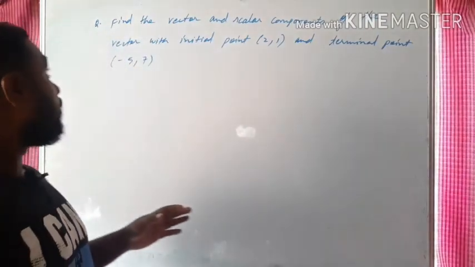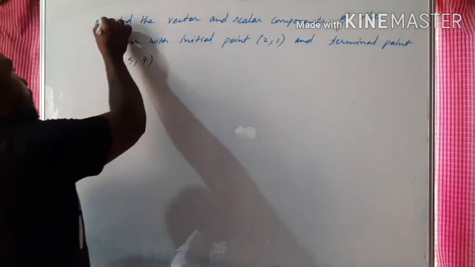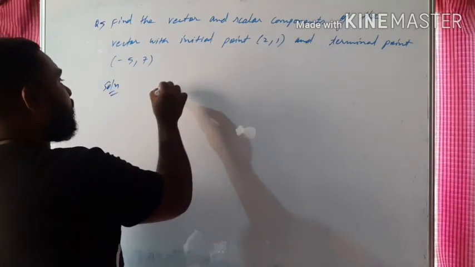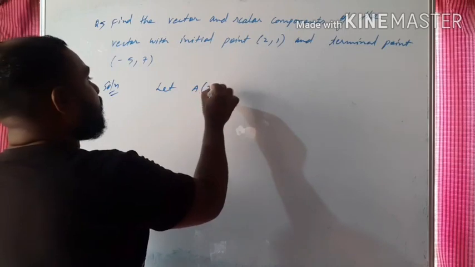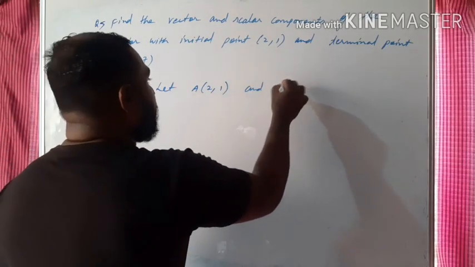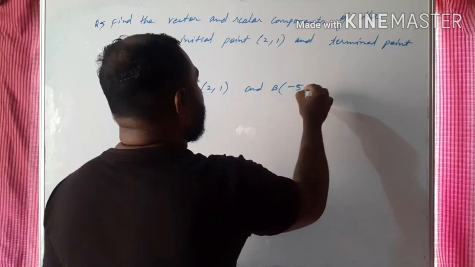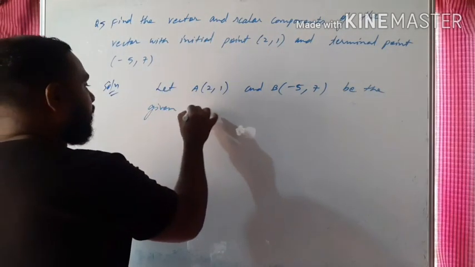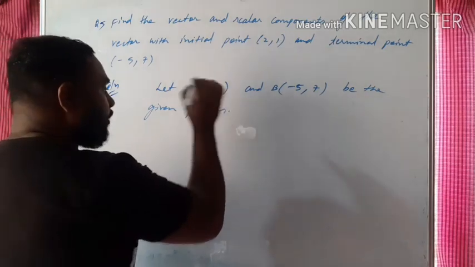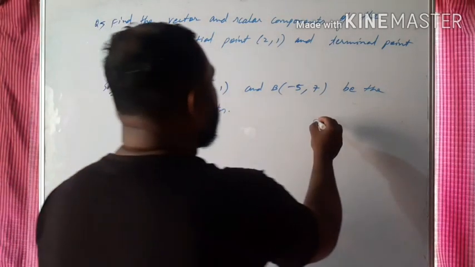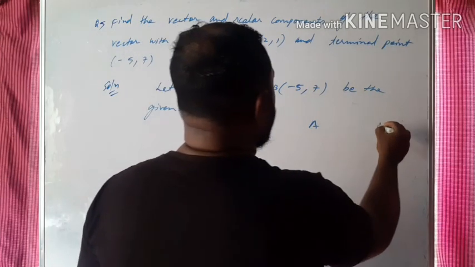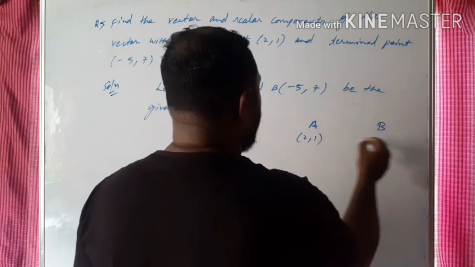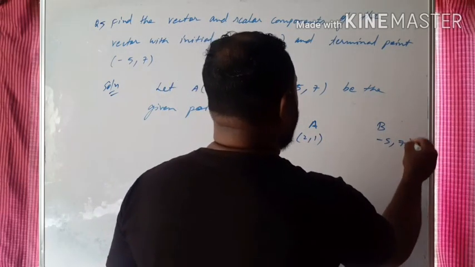So let's see this question. Here we have been given 2 points. Let A(2, 1) and B(-5, 7) be the given points. I have taken A and B, where A is the initial point and B is the final point. So the initial point is (2, 1) and the final point is (-5, 7).